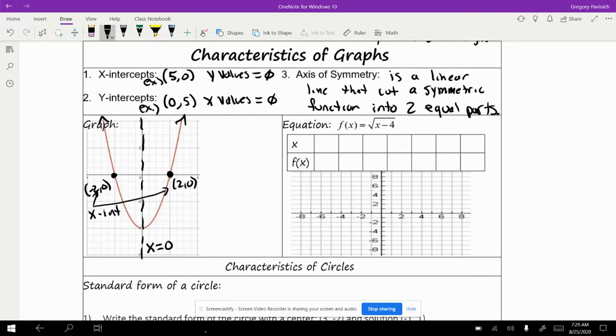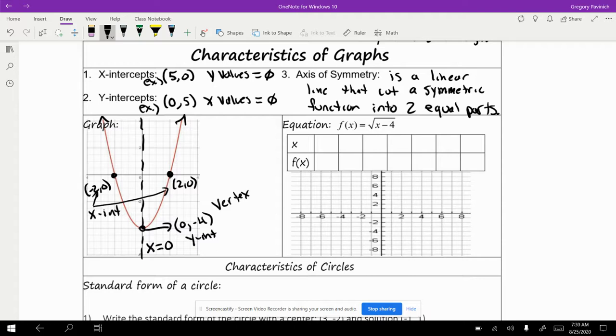And then my y-intercept is going to be 0, negative, which is also my vertex. Okay. On some of these, we're going to be asked to graph by just plugging in a couple values.